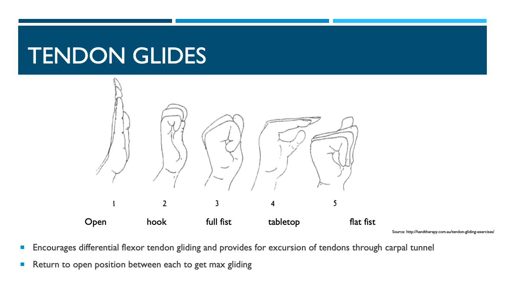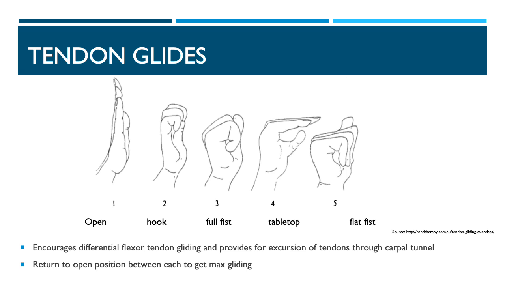So we'll go from hook back to open. Then if we go to a full fist, that's the maximal motion of your FDP. So it moves 32 millimeters from its starting position. So it's a decent amount. Then go back to open. Your tabletop position is for your lumbricals, so that's your intrinsic plus position with MCP flexion and IP extension. Then come back to open, and then the flat fist is your maximal FDS glide. So that moves the FDS 26 millimeters in this position.